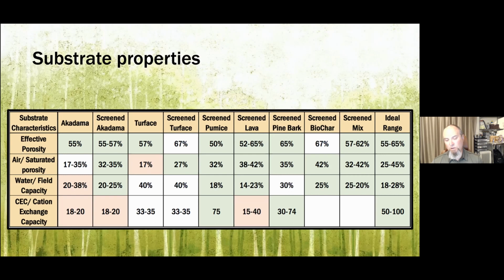What I will say is a downside to using any one component is it never quite conglomerates into a soil. It tends to break apart really easy, so your tree never quite anchors itself.